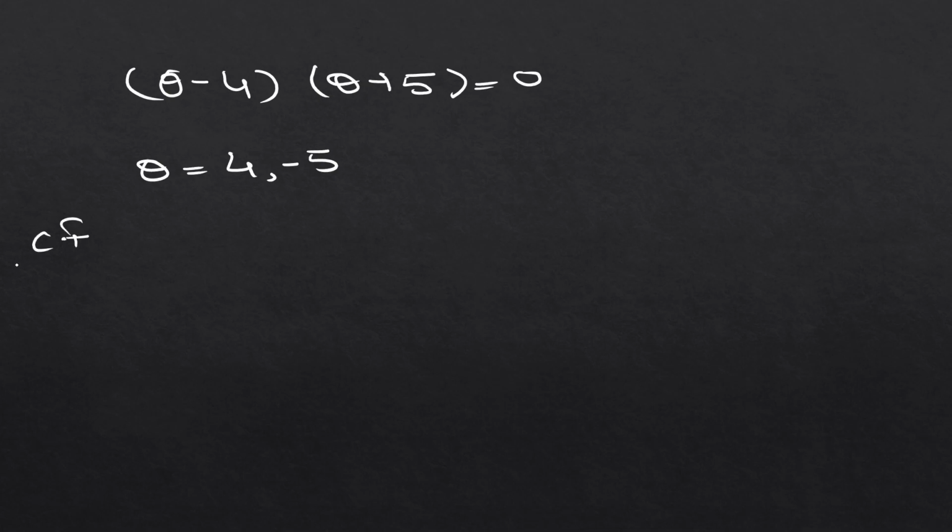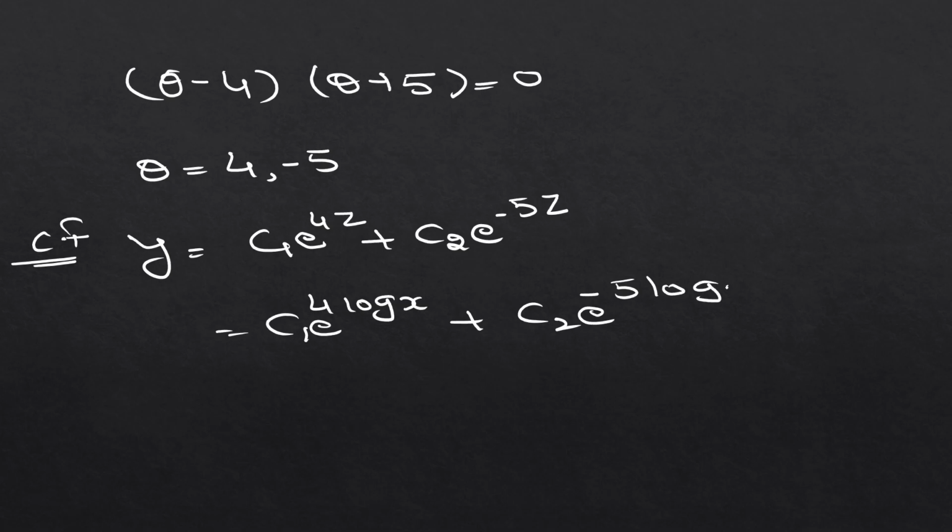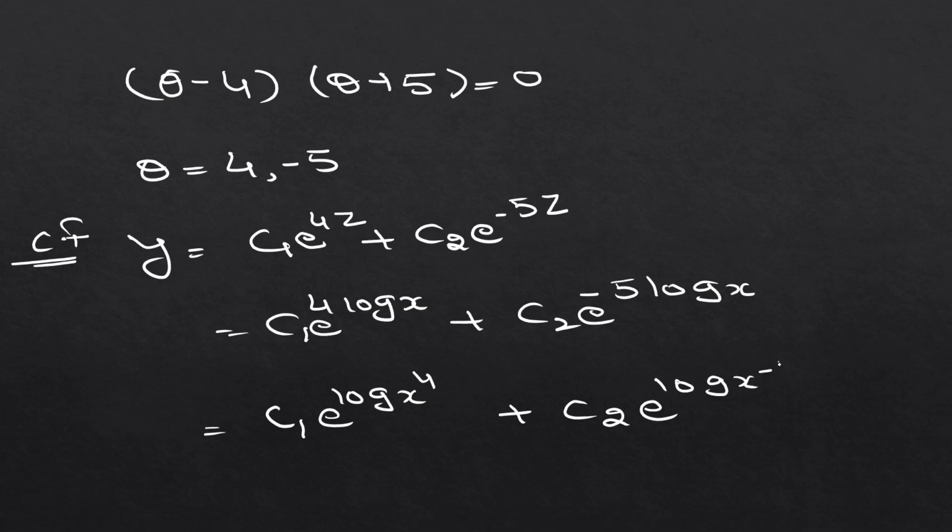So its complementary function can be given by y_c equals c1 e raised to power 4z plus c2 e raised to power minus 5z. Again, c1 e raised to power 4 log of x plus c2 e raised to power minus 5 log of x. So it is c1 e raised to power log x raised to power 4, plus c2 e raised to power log x raised to power minus 5.